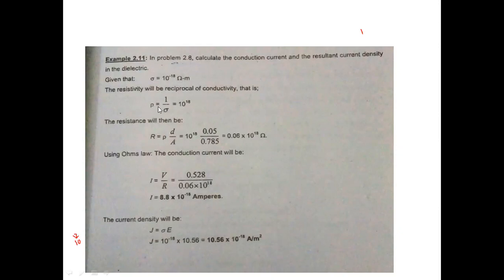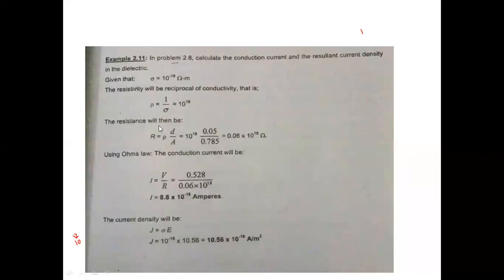So now resistivity is the reciprocal of conductivity, and we need the resistivity value in order to find I, because I is equal to V divided by R. For this purpose we have to find R, and according to the resistance law, R is equal to rho L over A. So for this purpose we have to find the resistivity. Resistivity is actually the reciprocal of conductivity. So if the conductivity is 10 raised to the power minus 18, resistivity will be equal to 10 raised to the power plus 18.